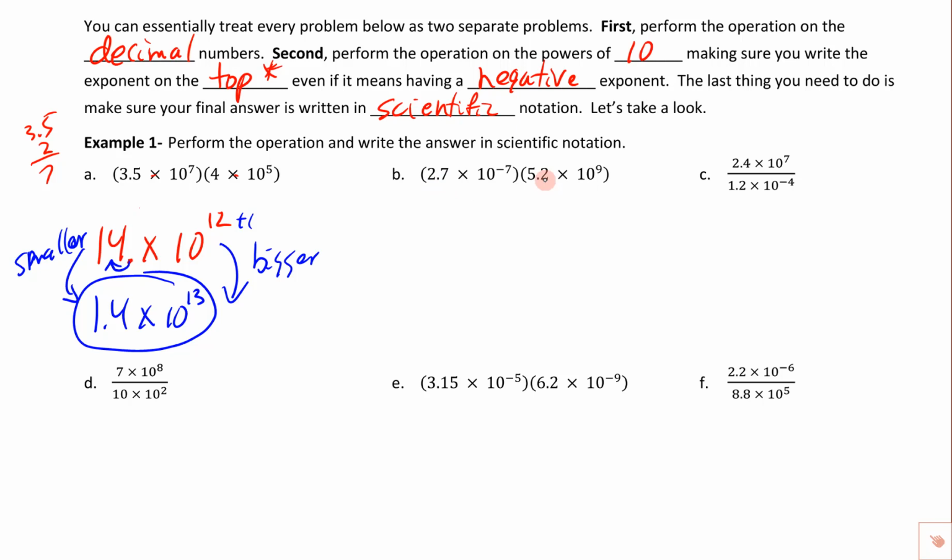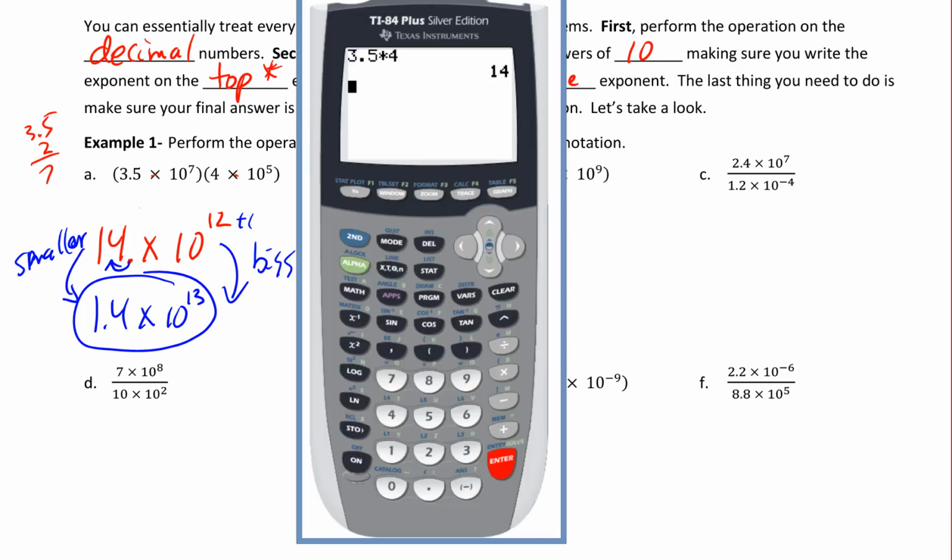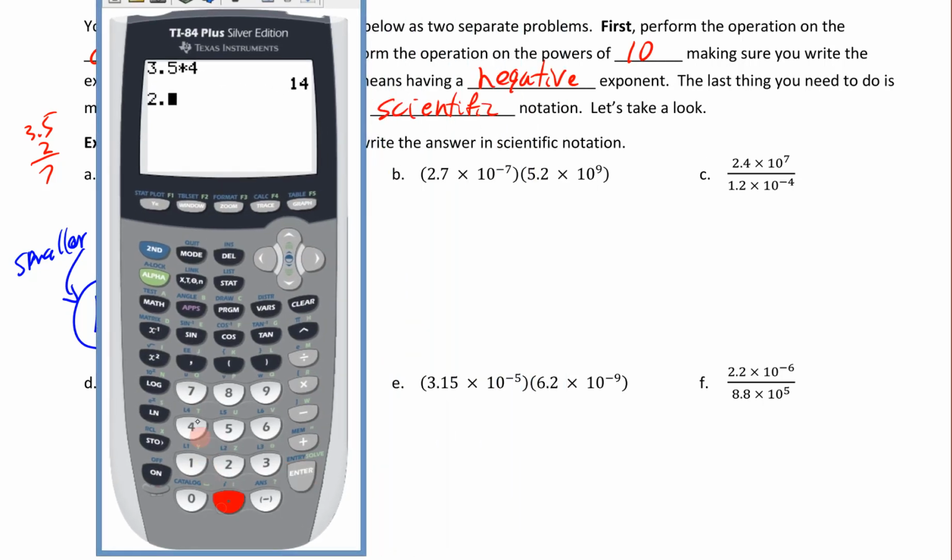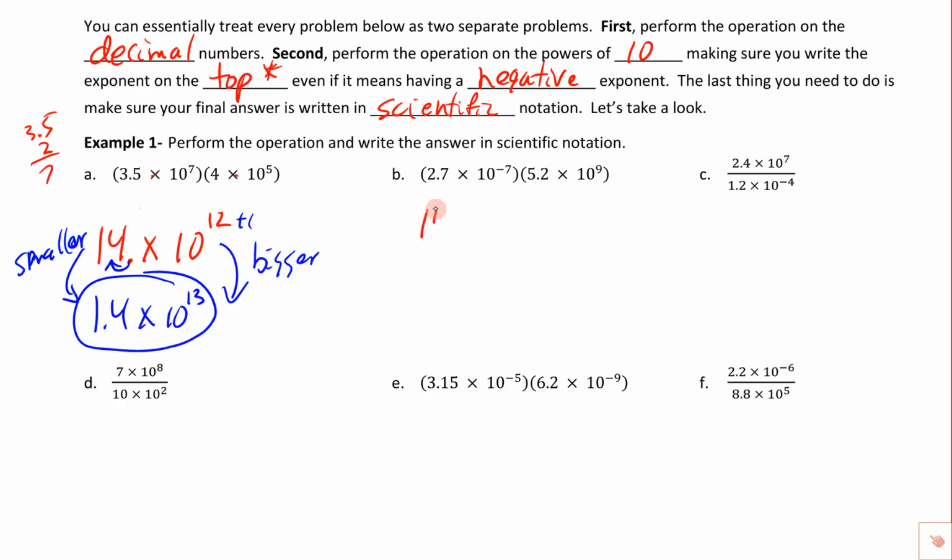Okay, let's take a look at another one. We're going to multiply those decimal numbers together. So I'll pull up the calculator and multiply those together. So we're going to have 2.7, and we're going to multiply that by 5.2. And we end up with 14.04. Then we're going to have times 10 to some power. So we're multiplying these together, so that means we add the exponents together. So I have a negative 7 plus 9, so that's going to be 2.